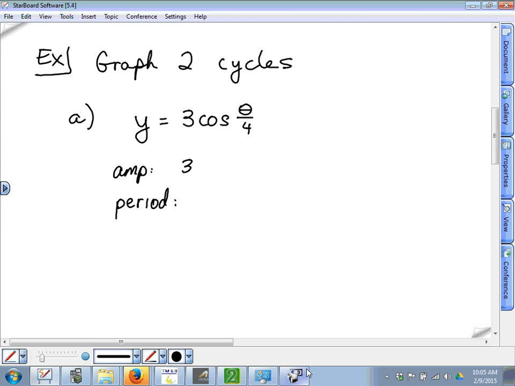The formula, you guys, is 2 pi over b. So again, here's that question. You got to be careful how you answer it. What's in front of theta? There is a 1 in front, but isn't it being divided by 4? So the number in front of theta is 1/4. And 2 pi divided by 1/4 is 8 pi.